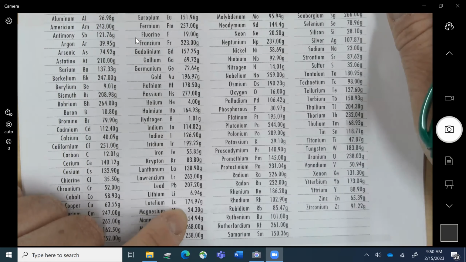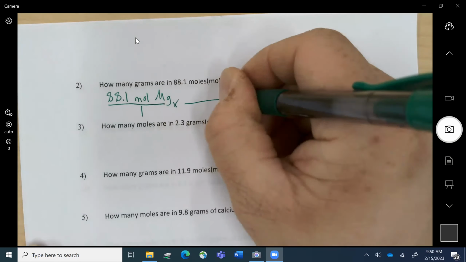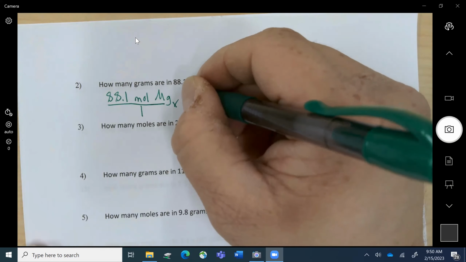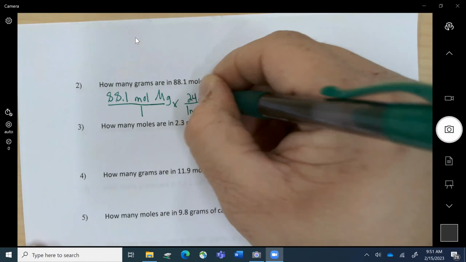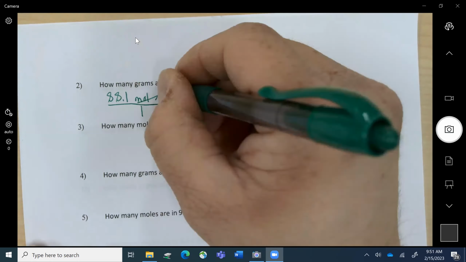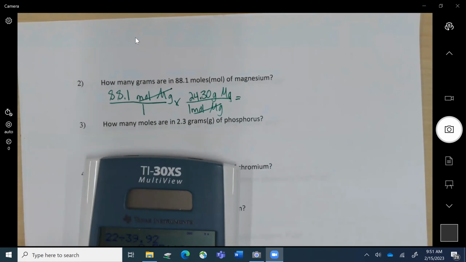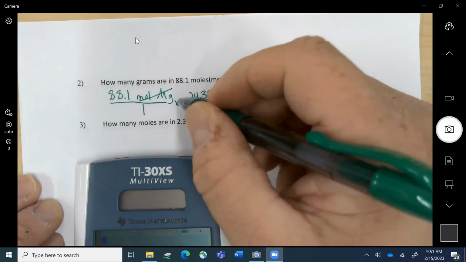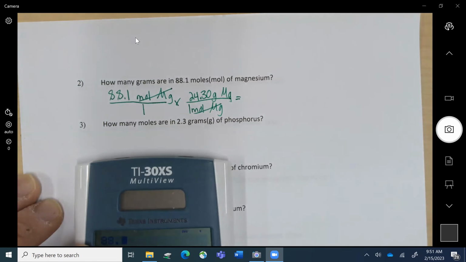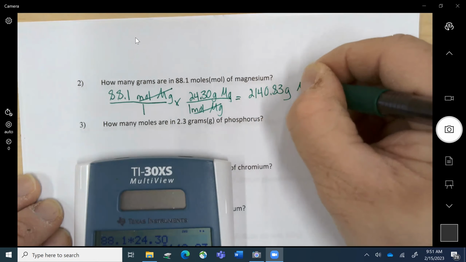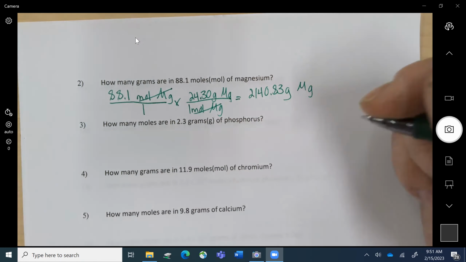And remember, that means per mole. So 1 mole of Mg equals 24.30 grams of Mg. The moles cancel, and then we go to our calculator. So this is just multiplying here: 88.1 times 24.30 gives 2,140.83 grams of magnesium. Does everyone see how this is working so far?